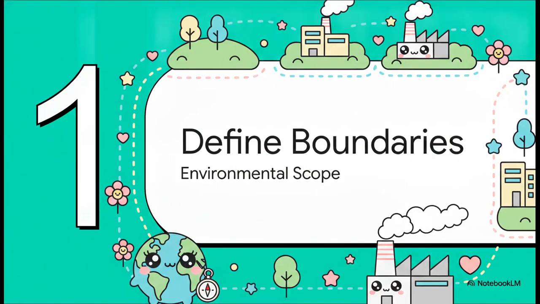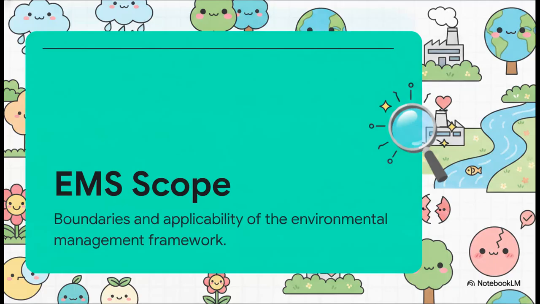All right, kicking things off with Section 1, defining your environmental boundaries. So before you can manage literally anything, your environmental architecture absolutely has to start with a rock-solid foundation. You've got to know exactly where your organization's true operational borders begin and end. And that brings us to Clause 4.3, the EMS scope.